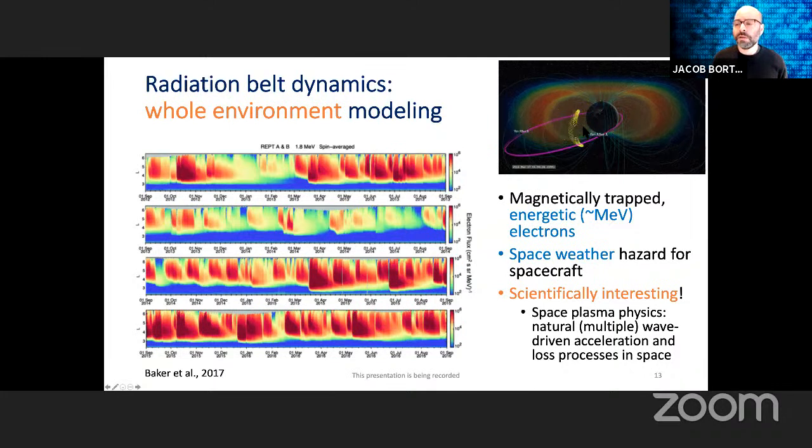The radiation belts are composed of a population of energetic electrons, and by energetic I mean affected only by magnetic gradient drifts, of roughly MeV energies, and they're magnetically trapped. In other words, they gyrate about magnetic field lines, they bounce between magnetic mirror points, and they drift around the Earth on timescales of minutes or tens of minutes.